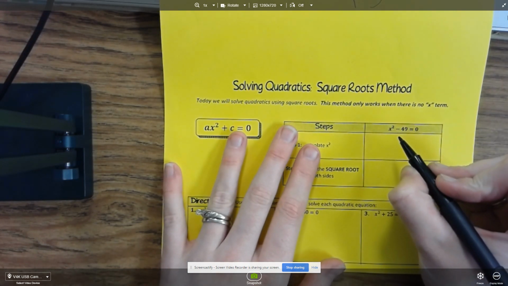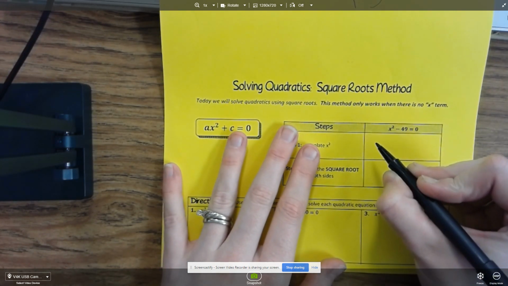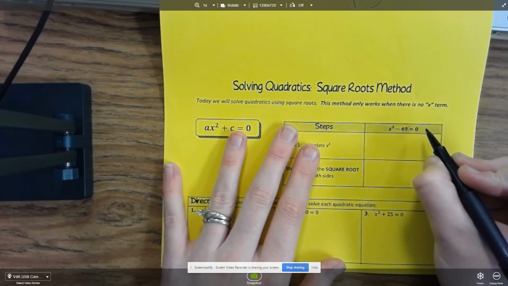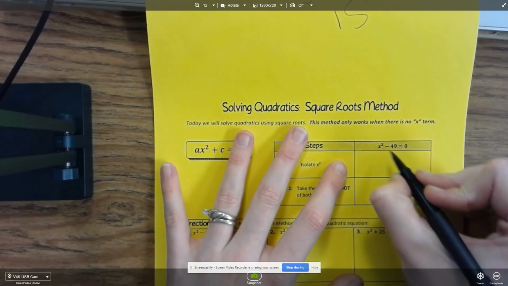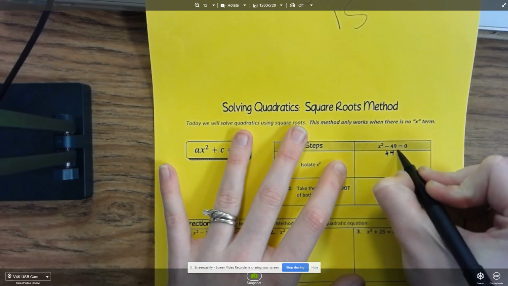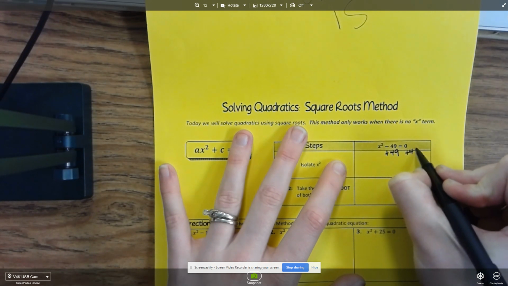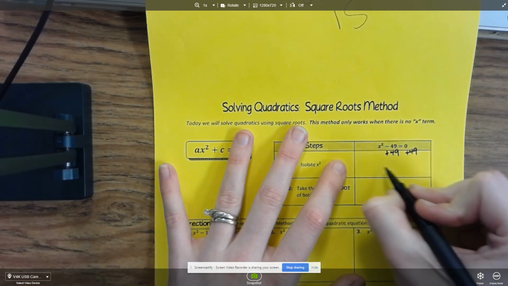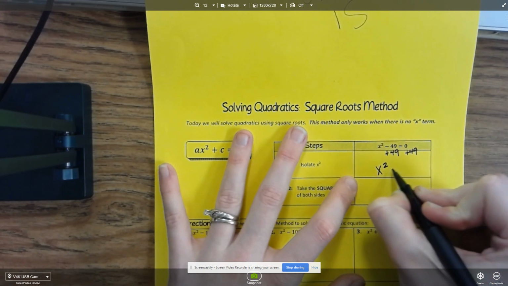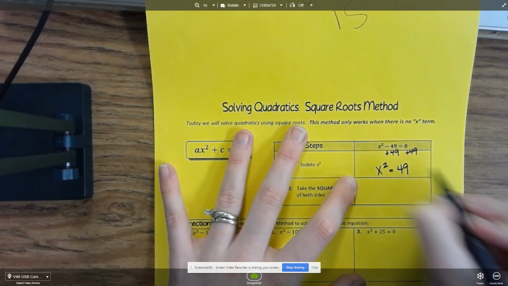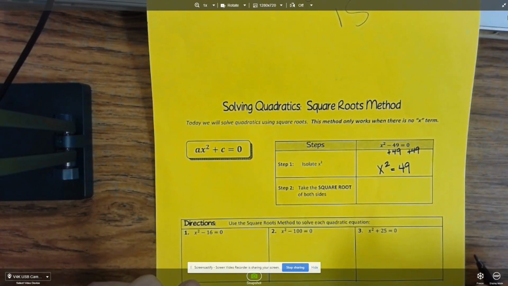So I want x squared on one side of the equal sign, and then the 49 on the other. So what I'm going to do is add the 49 to both sides, that way I'm dealing with a positive. And there's a reason for that. So I would get x squared equals 49.